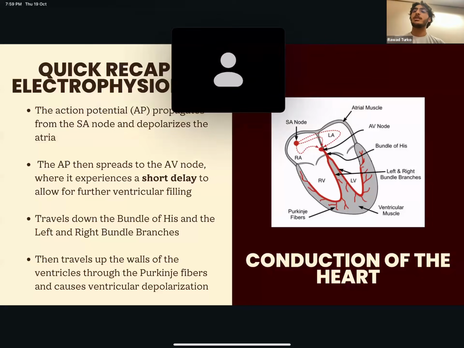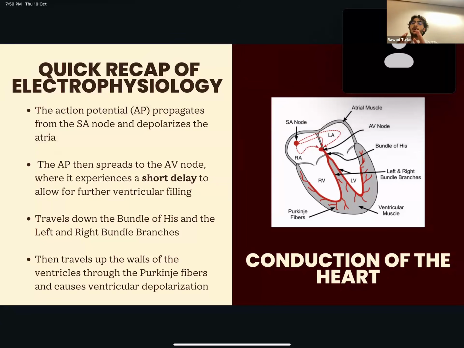Let's get started. Let's do a little recap. The action potential in a healthy person propagates from the SA node, the sinoatrial node, and depolarizes the atria first through the intra-atrial pathways, or Bachmann's bundle, they call it. You guys don't have to know that. They depolarize the atria first.